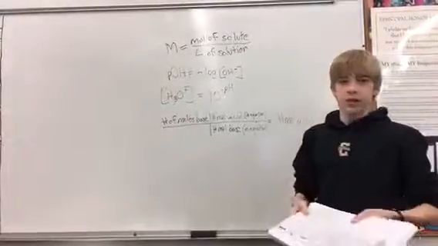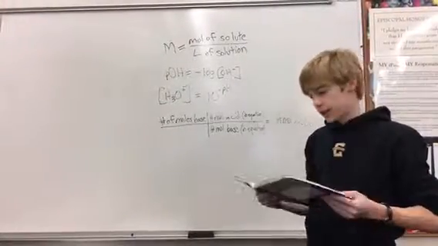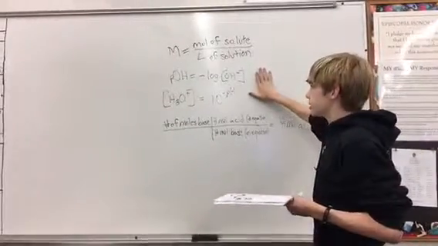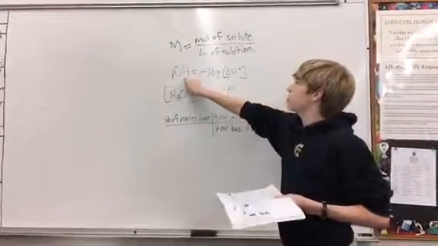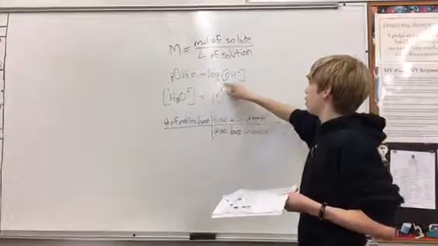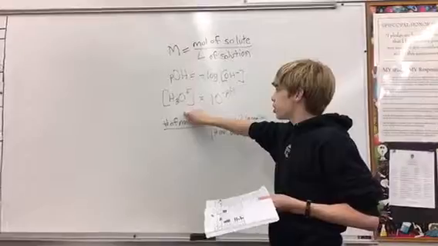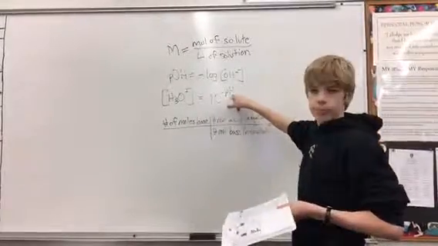To find the pOH, then the concentrations of H3O plus and hydroxide ions, basically use the general equations. So if we find the pOH you have to do negative log of the hydroxide concentration. To find the concentration of hydronium, you have to do 10 to the negative pH.